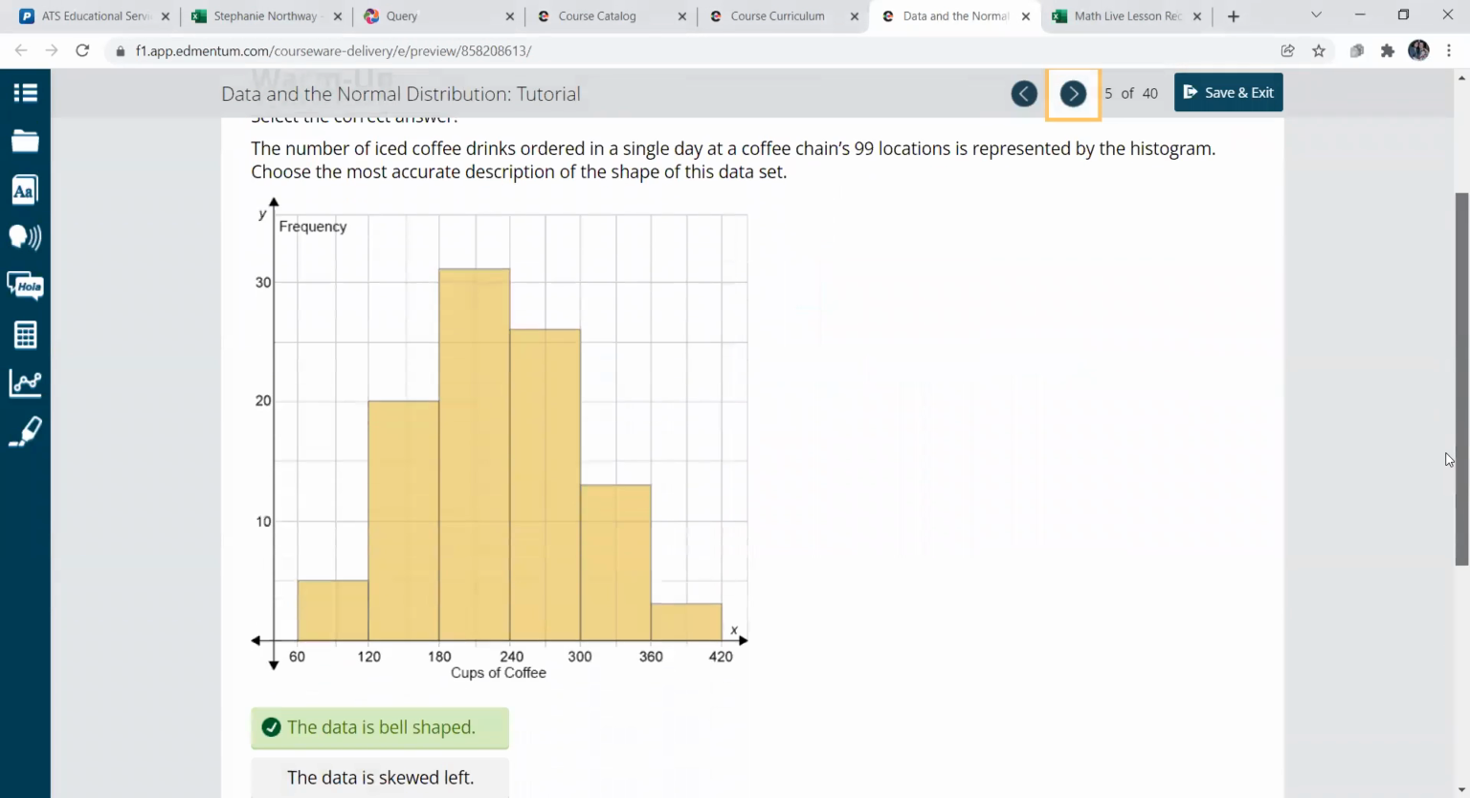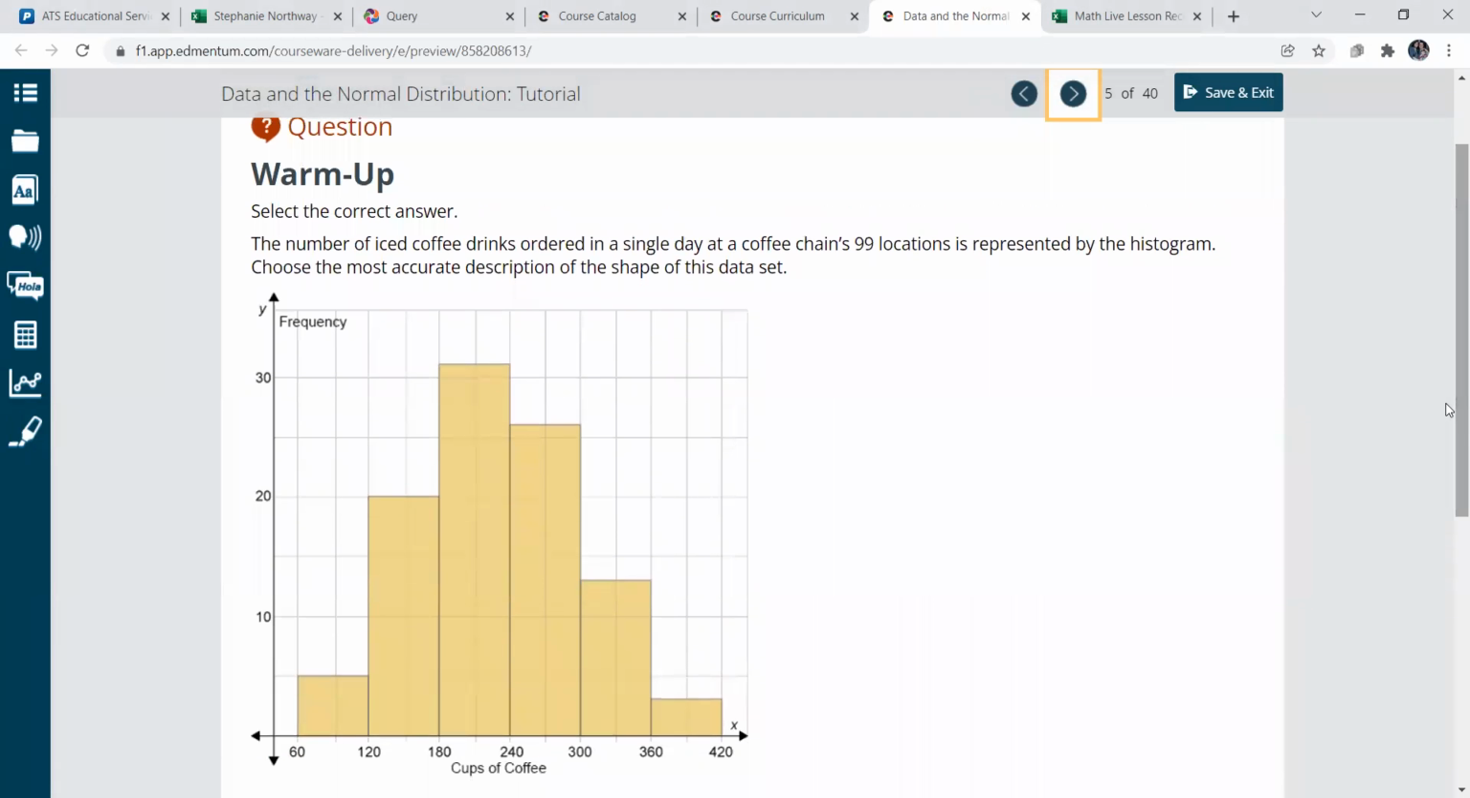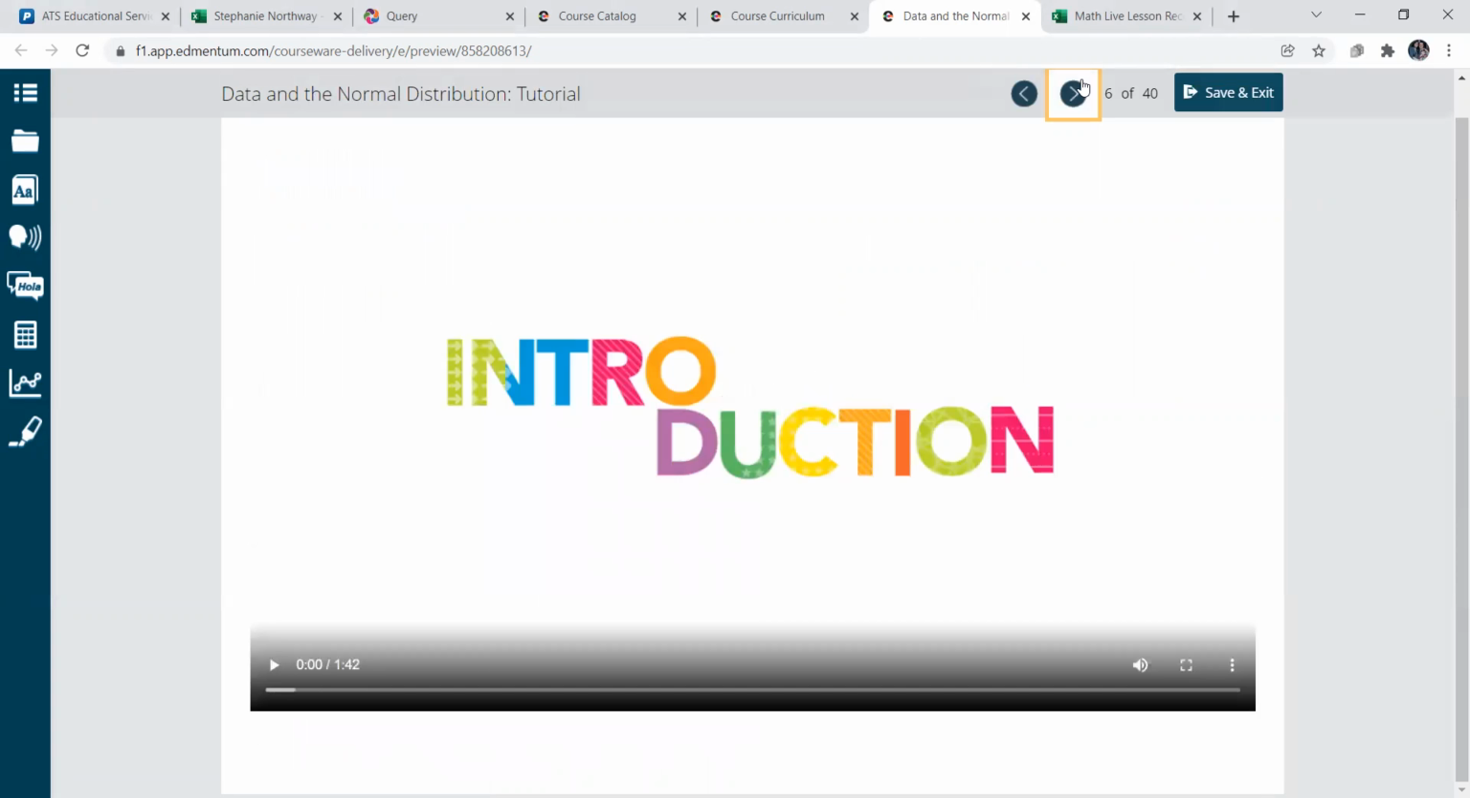Warm up question. Okay, bar graph shaped like a bell. You'll hear this a lot. Bell curves, meaning it starts off small on each side, kind of curves up like a bell and goes down, or kind of like an upside down U. You'll see that a lot.